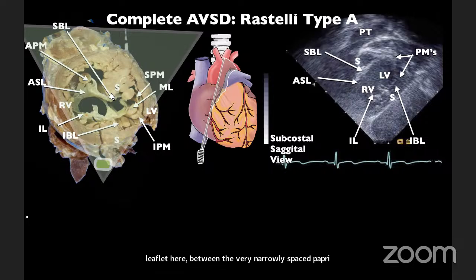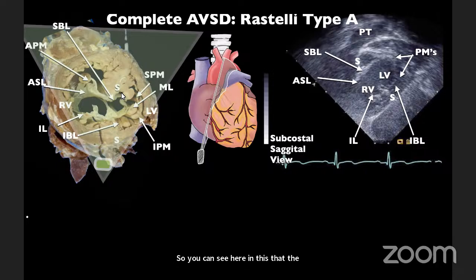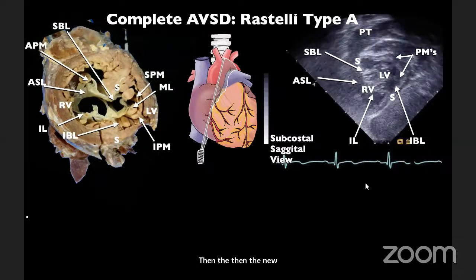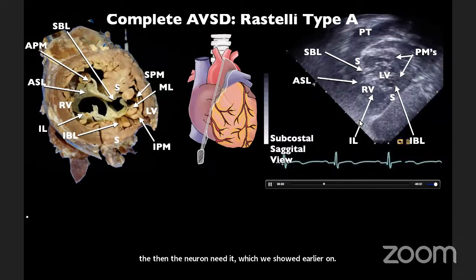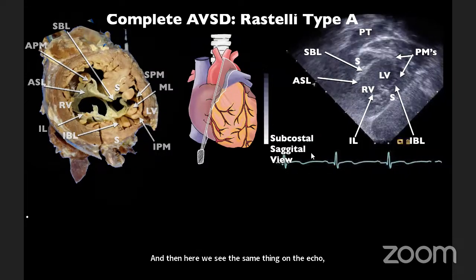And here is the mural leaflet here between the very narrowly spaced papillary muscles. So you can see here in this that the superior leaflet occupies a much greater part of the circumference of the AV orifice than the mural leaflet, which we showed earlier on. And then here we see the same thing on the echo subcostal sagittal view.